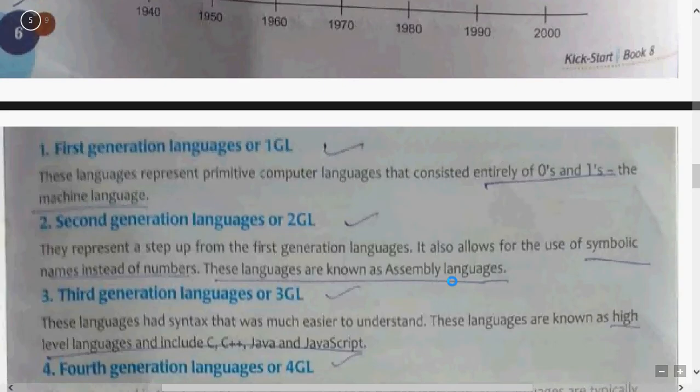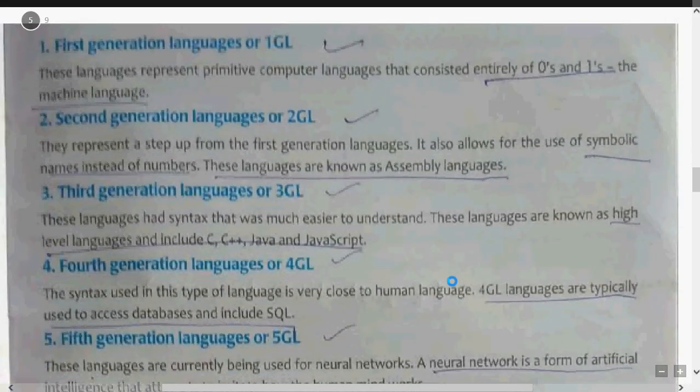Now come on, the first generation. These languages represent primitive computer language that consists entirely of 0s and 1s. Machine language means, in the first generation programming language, we do programming only in 0s and 1s. That's why it's called machine language. It can be directly understood by the machine, directly understood by the computer. There is no need of a translator.